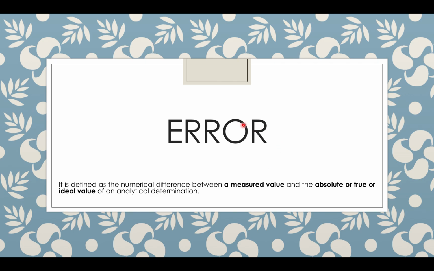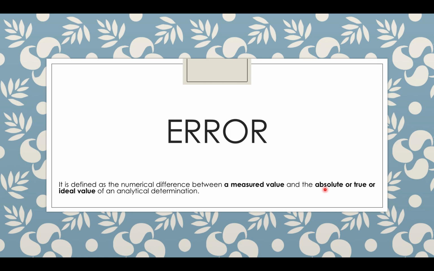Now, what do you mean by error? Error can be defined as the numerical difference between a measured value and the absolute or true or the ideal value of an analytical determination. You know about this term, that is measured value, that is the measurement that you make in an analytical determination, but you might not be aware of these terms, though they are self-explanatory.